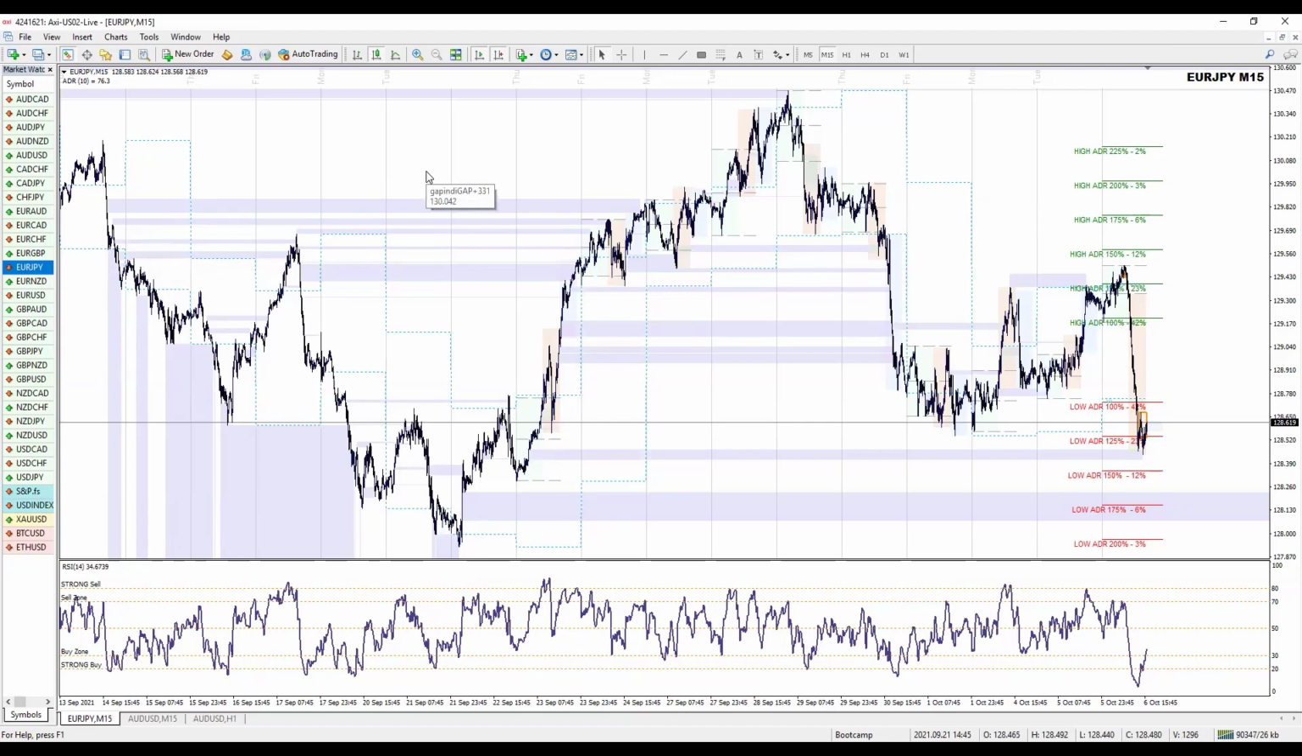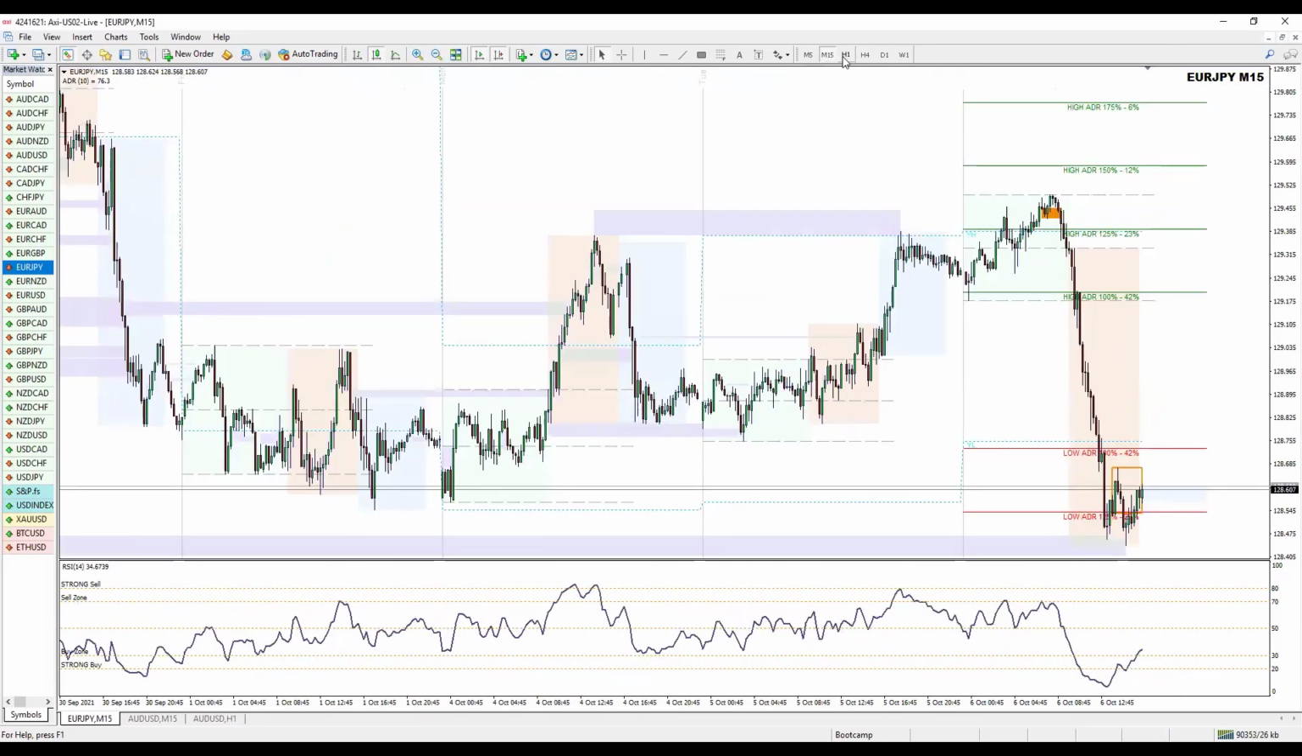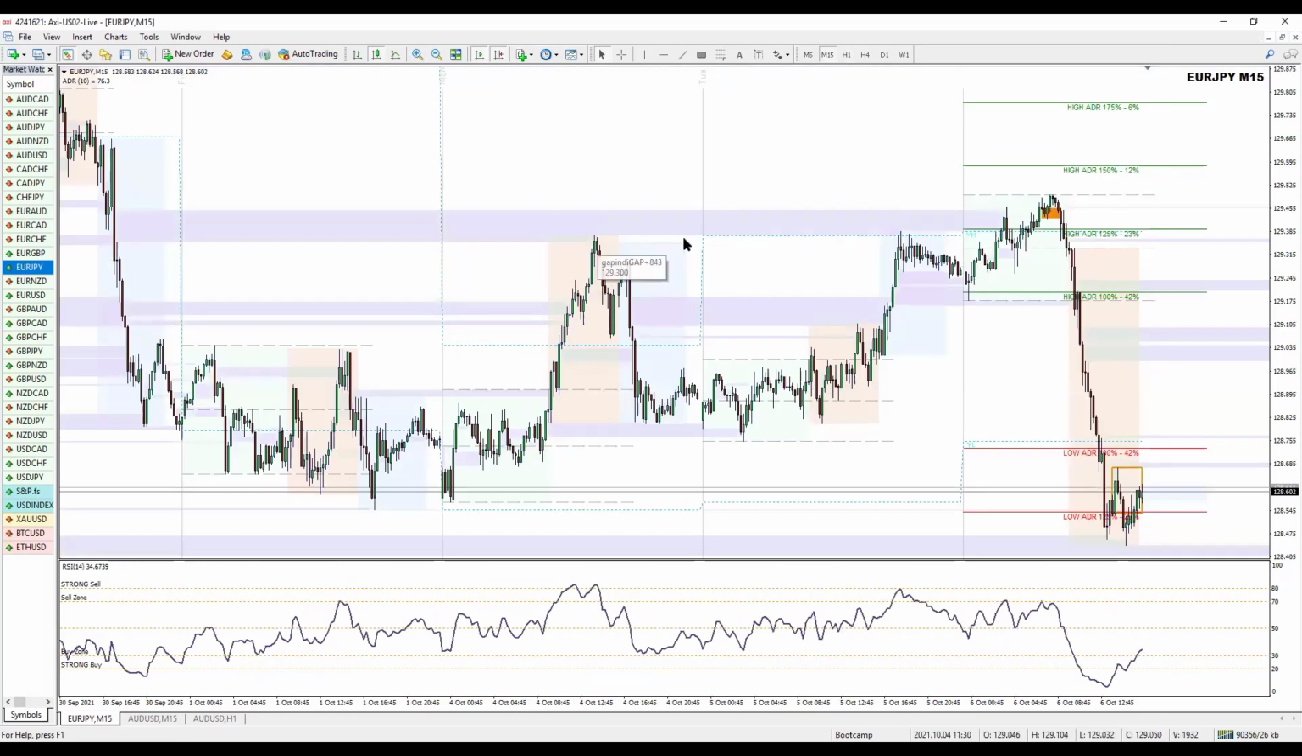Yeah, the purple shaded area is the gap. Okay, so the trouble with this indicator, sometimes it doesn't redraw properly. So if you find it doesn't quite look right, if you just flip time frames, it's not perfect, but it's free. Hey, free indicators, we love them. So here you can see this is where the gap is.